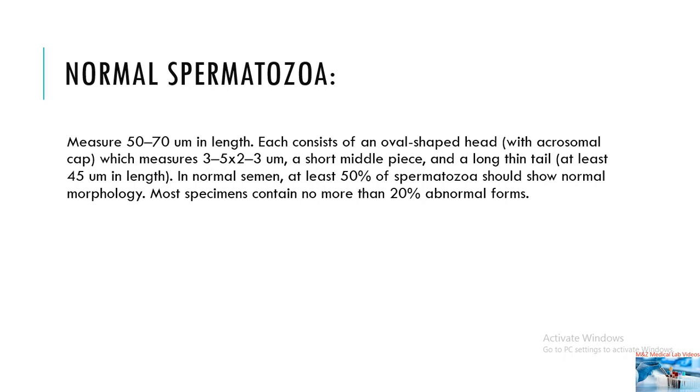In normal semen, at least 50% of spermatozoa should show normal morphology. Most specimens contain no more than 20% abnormal forms.